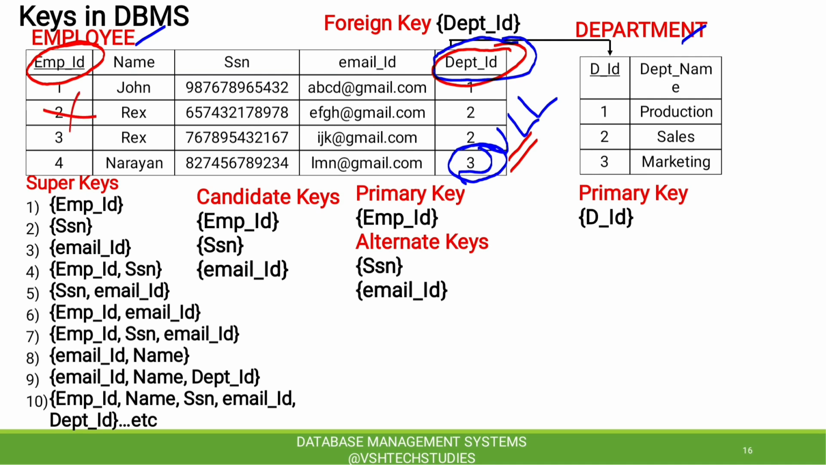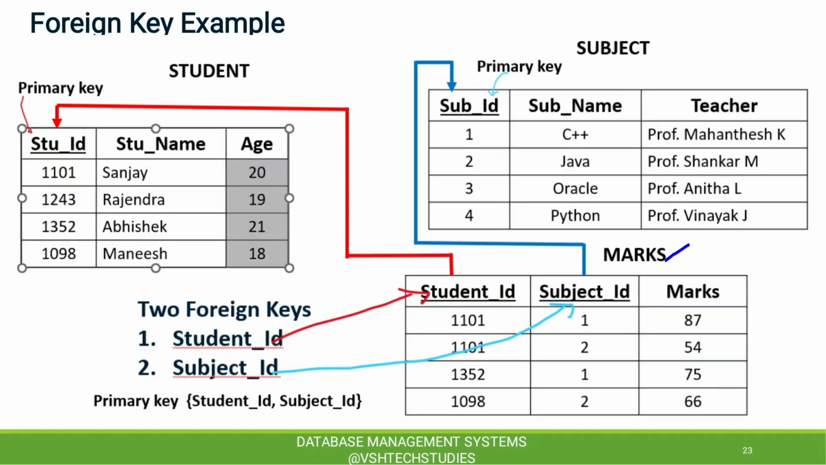Here in the department table, the primary key is DID, which cannot have duplicate values or null values. And in any table there will be only one primary key, but a table can have one or more than one foreign key, and it can have duplicate values or null values. Okay, and that is all about foreign keys.